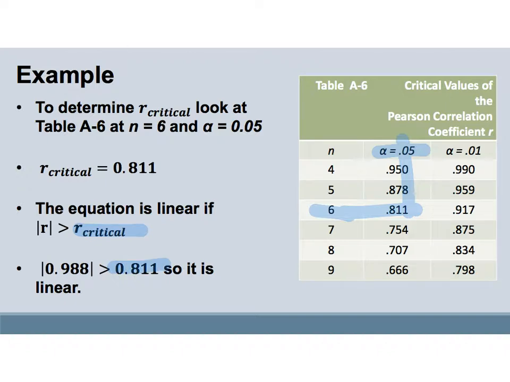My R, which I got from the calculator, is 0.998. 0.998 is bigger than 0.811, so yes, it's linear. As long as R is greater than R critical, then we have a linear function, which we knew from the scatter plot.